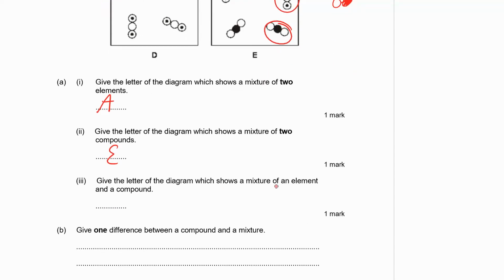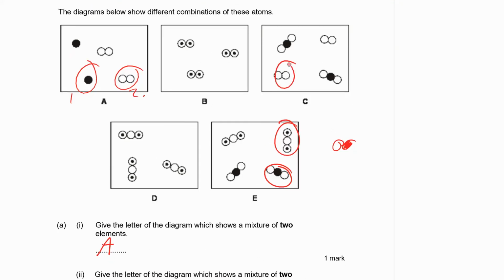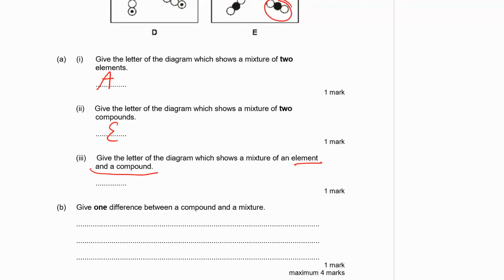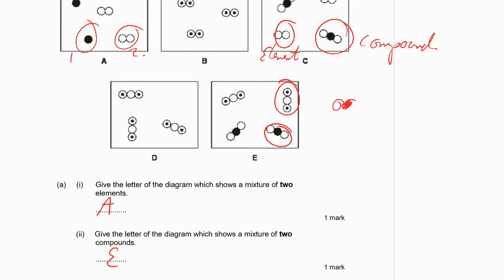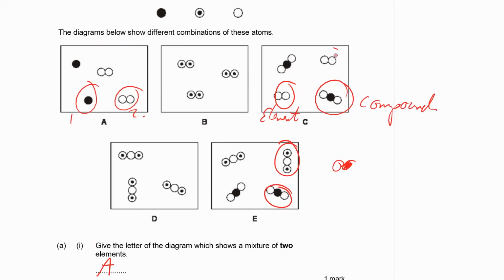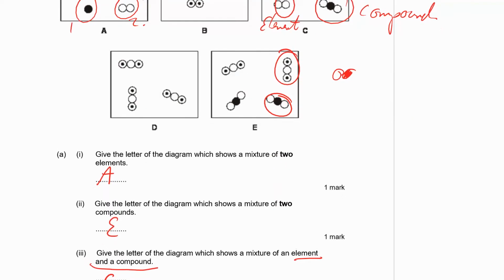Give the name of a diagram which shows a mixture of an element and a compound. So in this instance, this one is the element and this one is the compound, because the compound has 2 different colors and the element has the same color, and so this one is C. It's important to note, this is also a molecule, and this is also a molecule, and this is also a molecule. So a molecule is 2 or more atoms chemically joined, but they don't necessarily have to be different atoms.